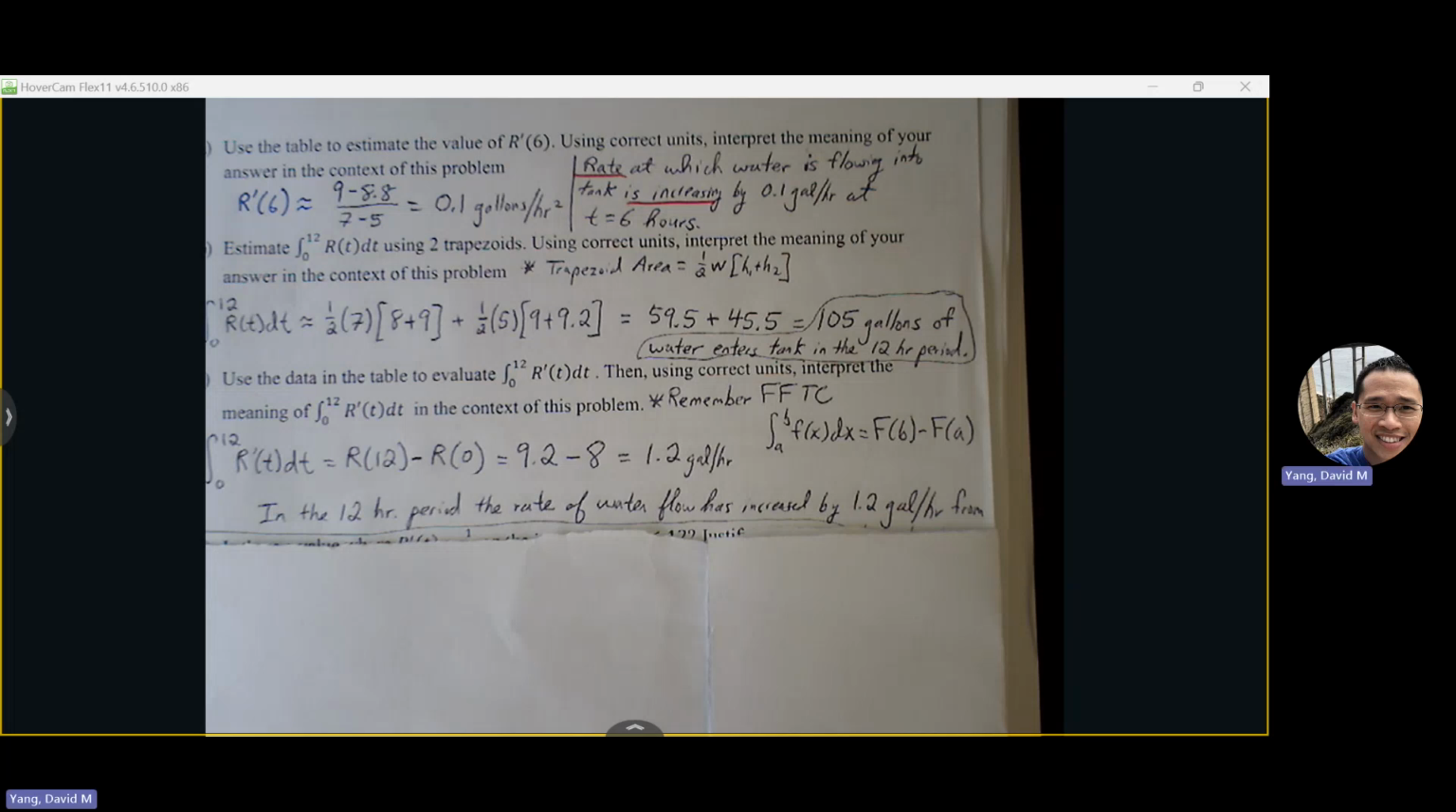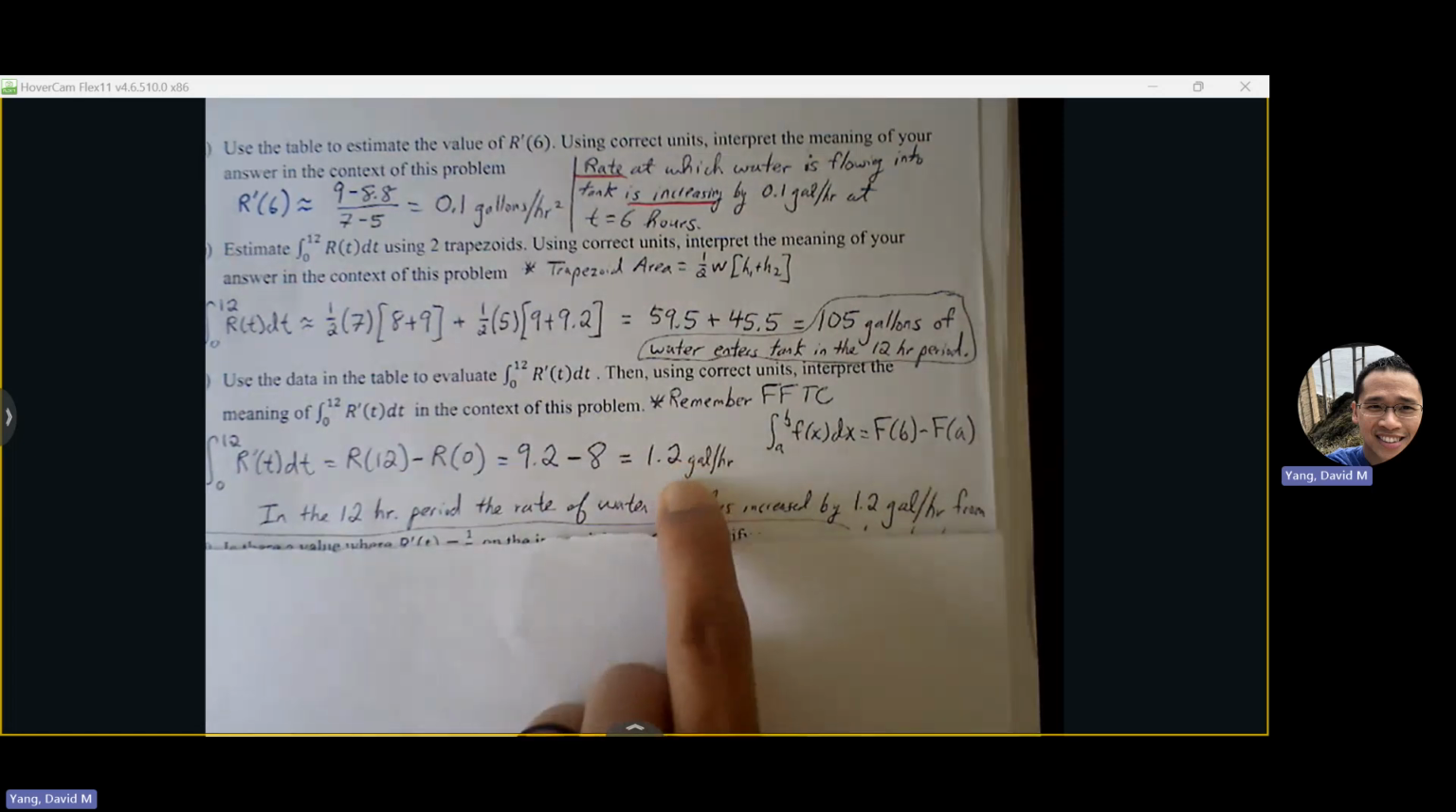It's like turning on the water in the faucet, and you're just continually increasing that dial. As you continue to increase that dial, more and more, your rate is increasing. So in a sense, between 0 and 12, how much have you increased? How much has your rate increased? Your rate has increased by 1.2.